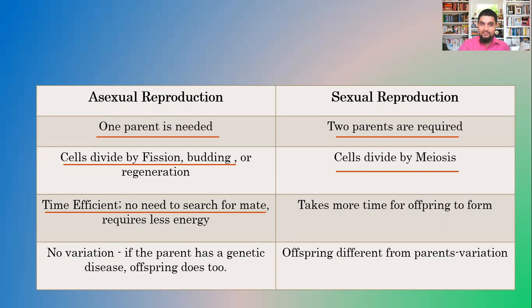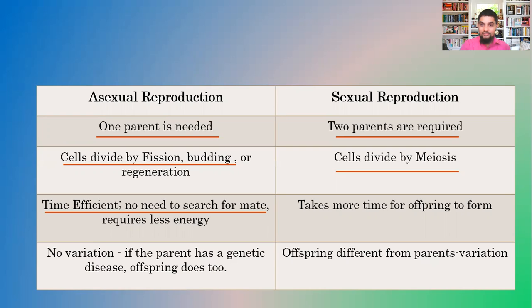Asexual reproduction is said to be time efficient, meaning that it occurs very quickly. There's no need to search for a mate and it requires less energy. For example, in plants, the offspring can often go out of the parent plant, so the parent plant does not have to go search for a mate.